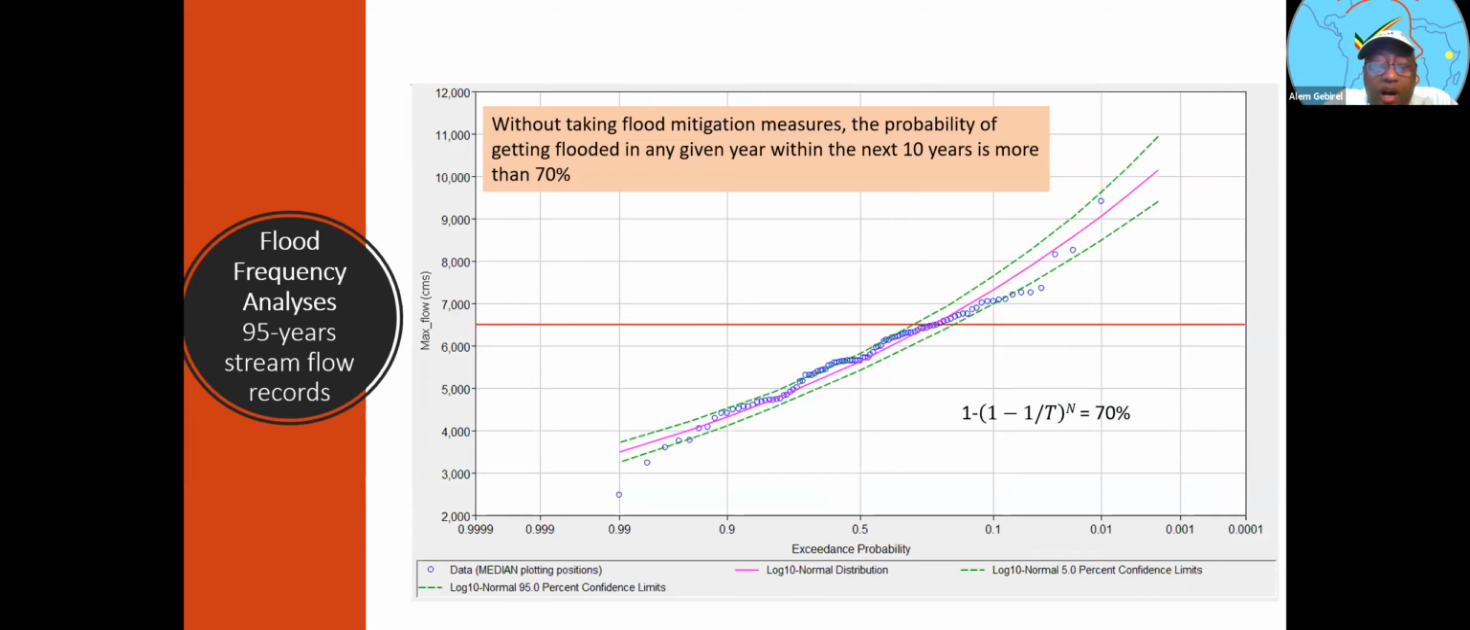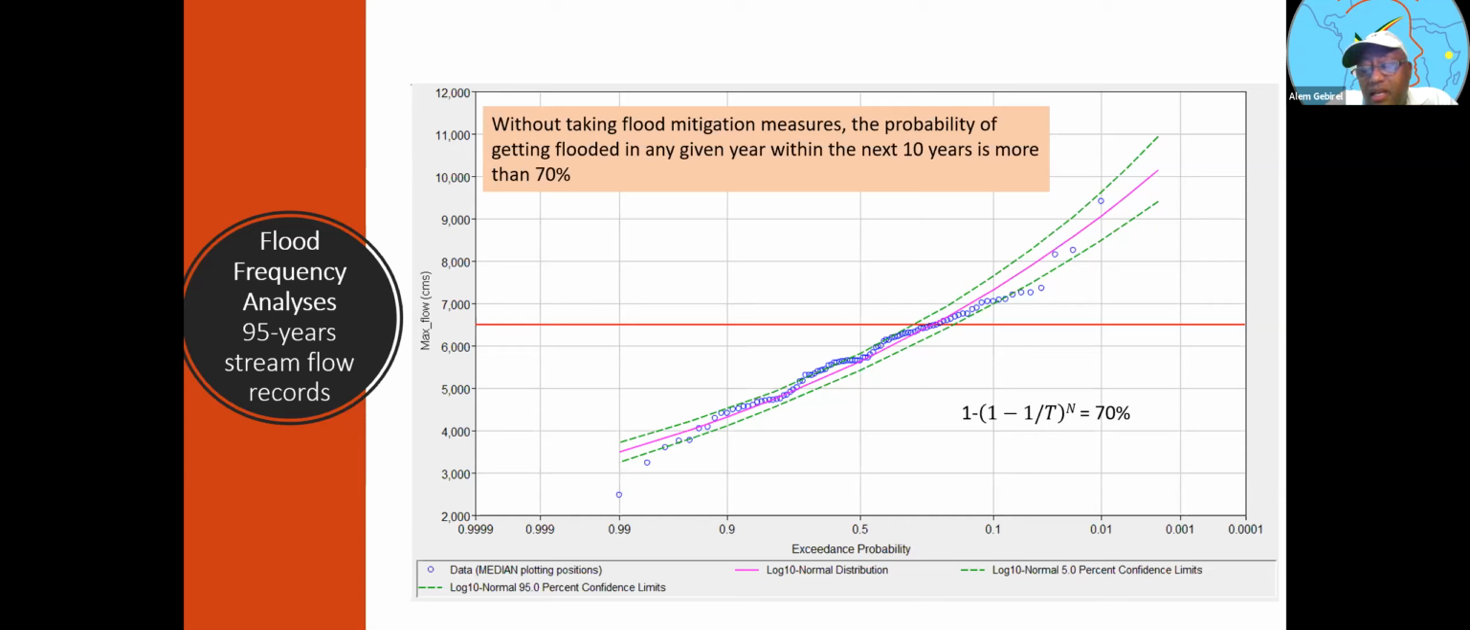The horizontal red line you see is about 600 to 500 cubic meters per second of flow. That corresponds to an exceedance probability on the x-axis between 0.5 and 1, which means it's between a 2-year and 10-year event. If you look at 7,000 CFS, it's close to a 10-year event.